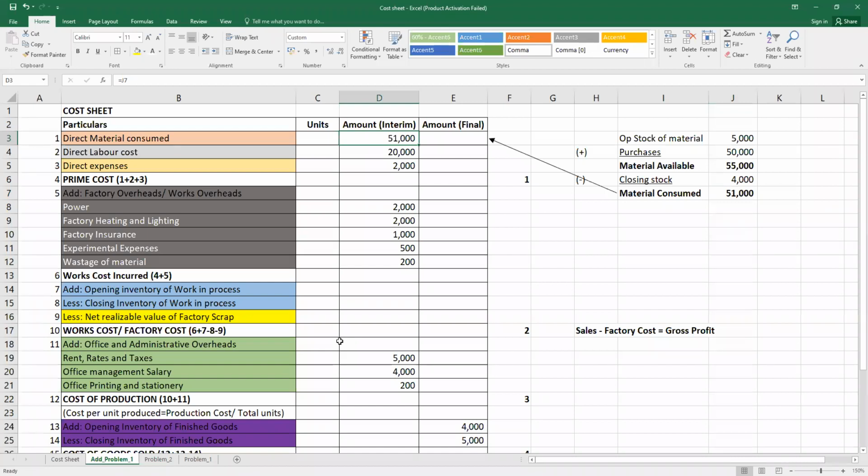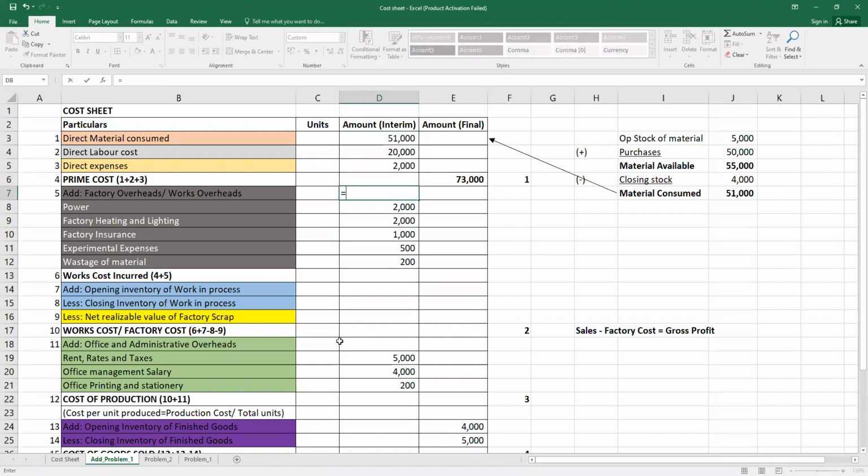Now what we have to do? We have to calculate the profit derived with the help of all these transactions we have done. So now let's calculate prime cost. How we can calculate the prime cost? Direct material plus direct wages plus direct expenses comes to the prime cost.